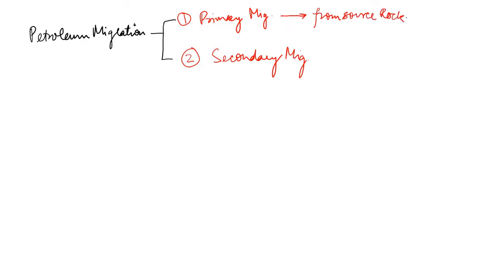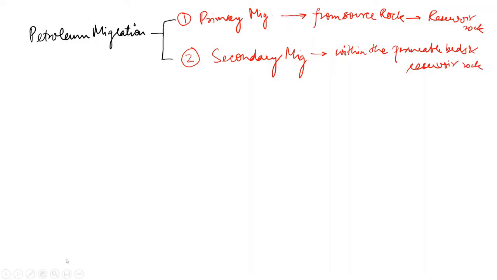Source rock to reservoir rock. While the secondary migration is the subsequent movement of oil and gas within the permeable carrier beds and reservoirs. So it is within the permeable beds and reservoir rocks. So for example, let me just draw a schematic diagram for you.